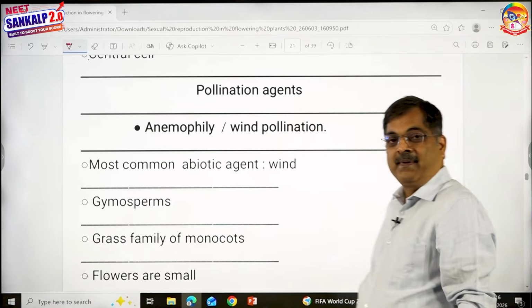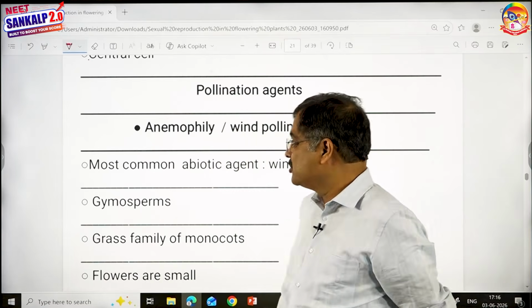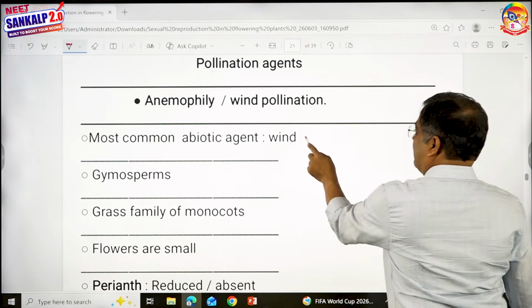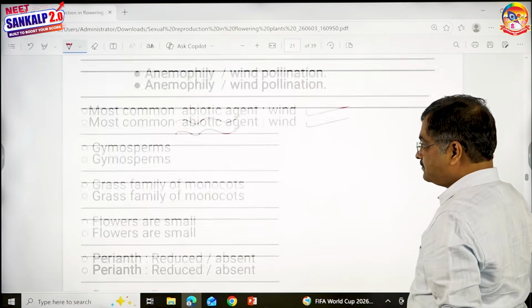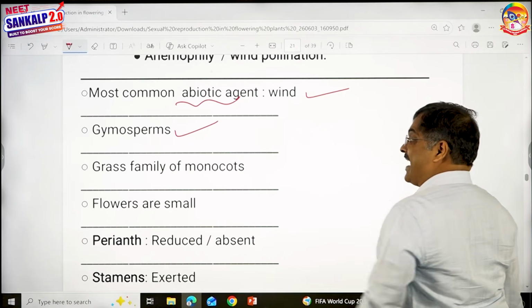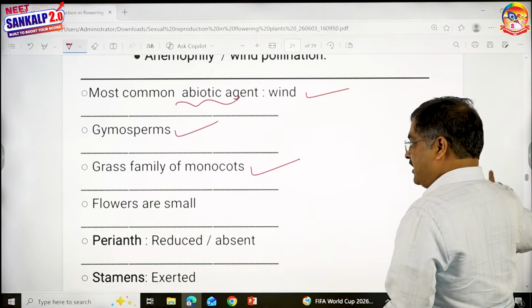Then with the last 2 parts, the pollinating agents, we'll talk about here. Nothing special for me to talk. First is anemophily, wind pollination, most common. Within abiotic, it is the most common. And in all gymnosperms, it is wind pollination. In the grass family of monocots, mostly it is wind pollination or anemophily.